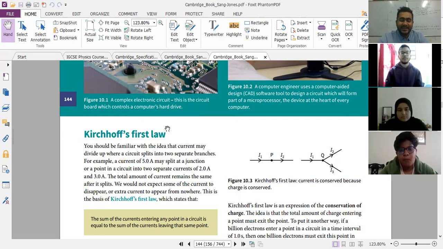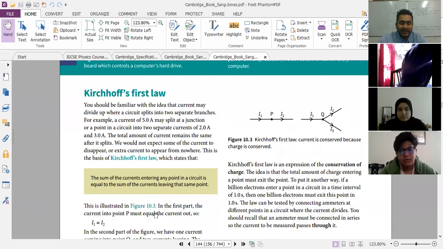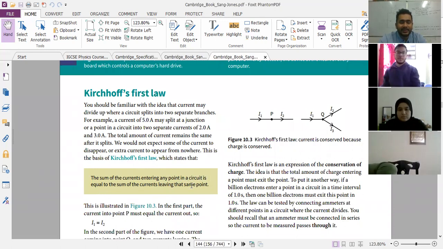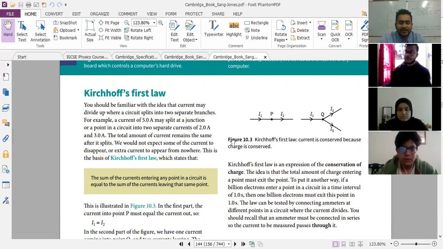So with Kashaf's first law we get a general idea. A gentleman, maybe named Kashaf, discovered a law, and he has more laws; this is the first law, right? So what is the first law? The sum of the currents entering any point in a circuit is equal to the sum of the currents leaving that same point. Let's pick any point. If we look at figure 10.3, at this point P the current I1 is coming towards P, isn't it?